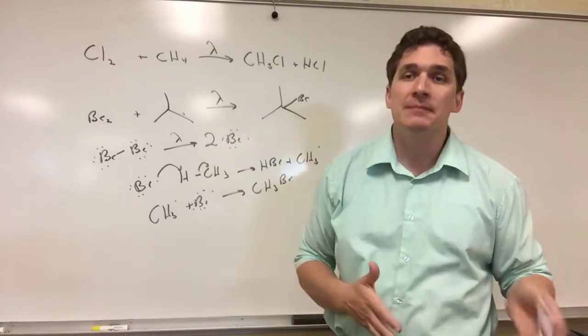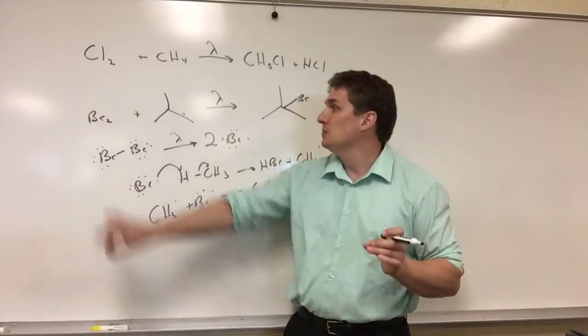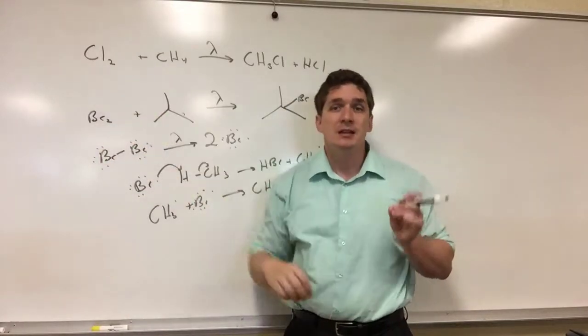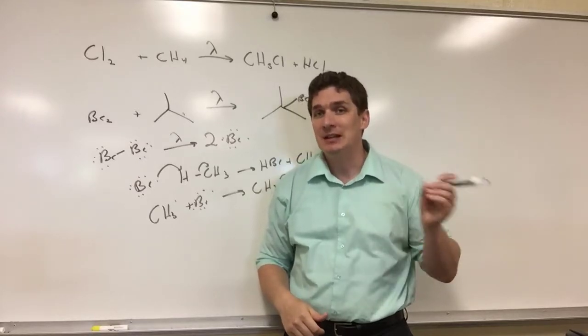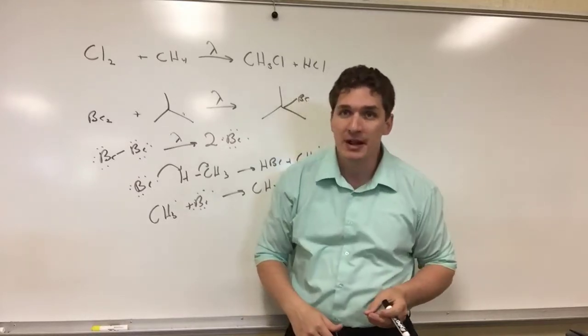But again, the best way to control this reaction, other than working with Br2 over Cl2, is to work with low concentrations of the halogen. This basically limits the likelihood that you're going to see di- or tri-substituted halogens when you finish up.